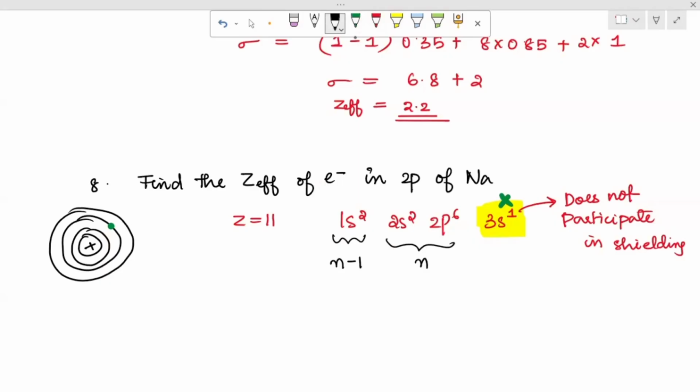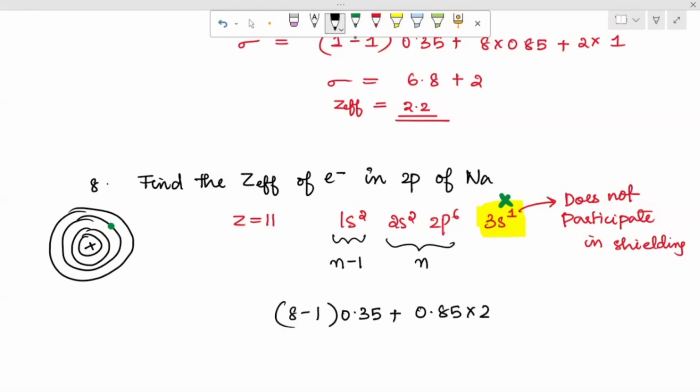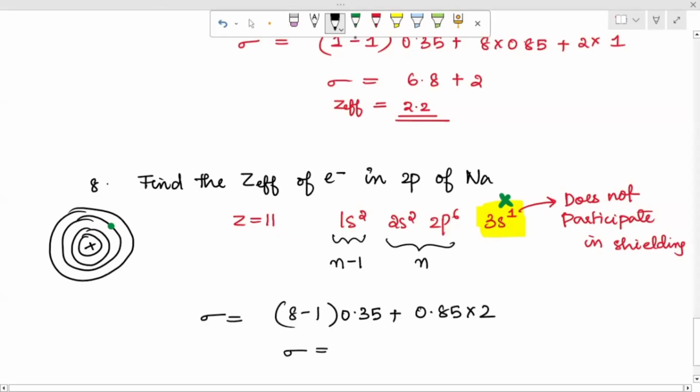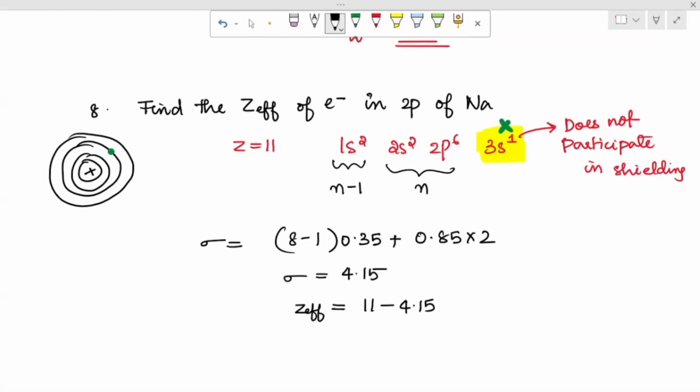Got it? Yeah. So again, this gives us 8 minus 1 into 0.35 plus 2 into 0.85, and that's it. There are no rest of the electrons. So you have 7 into 0.35 plus 1.7, which is equal to 4.15. And your Z effective is equal to 11 minus 4.15, 6.85. I hope you get it.